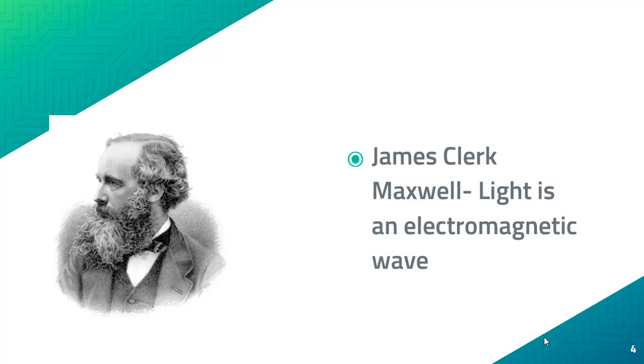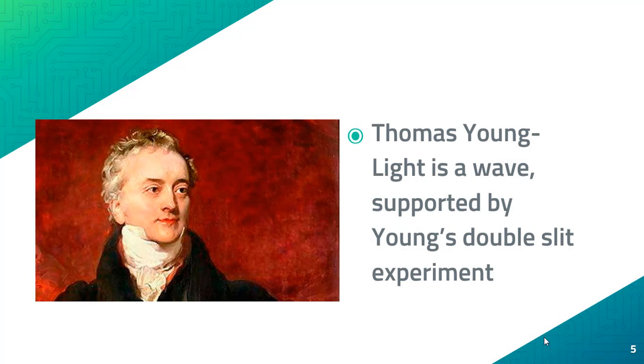We also have James Clerk Maxwell, who discovered that light is an electromagnetic wave. Let's recall also that electromagnetism refers to a combination of electric field and magnetic field. So light is an electromagnetic wave. I'll show you an illustration later. Then we have Thomas Young, according to whom light is a wave. This is supported by his Young's double-slit experiment.